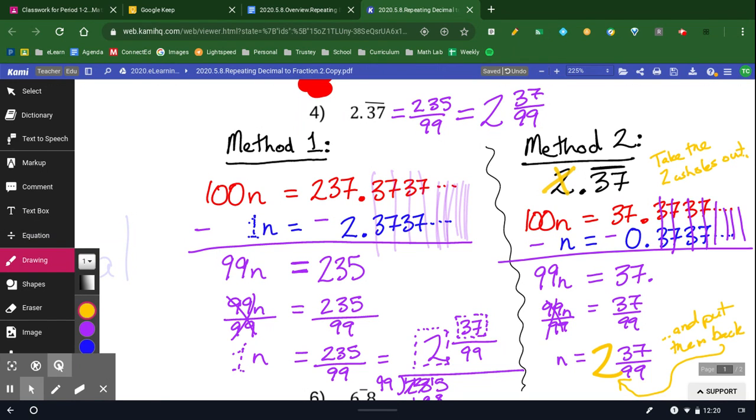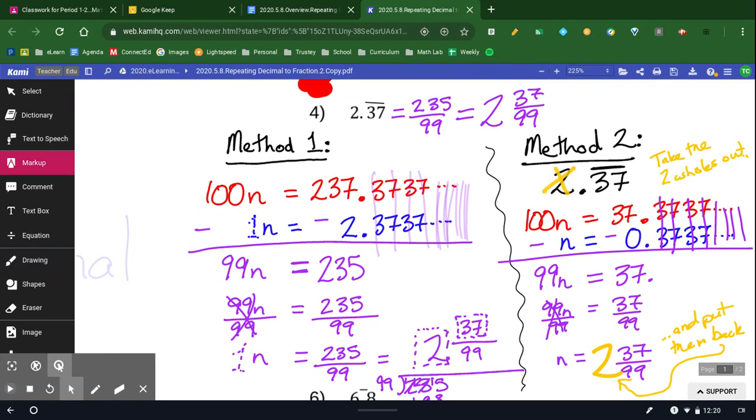So to review that second method, you essentially take the 2 wholes away, put it in your back pocket, act like it's not even there. Deal with the portions, the pieces. 0.37 repeated is the same as 37 over 99. And then take the 2 wholes out of your back pocket and put it back in. So 2.37 repeated is the same as saying 235 99ths. Or 2 wholes and 37 99ths.